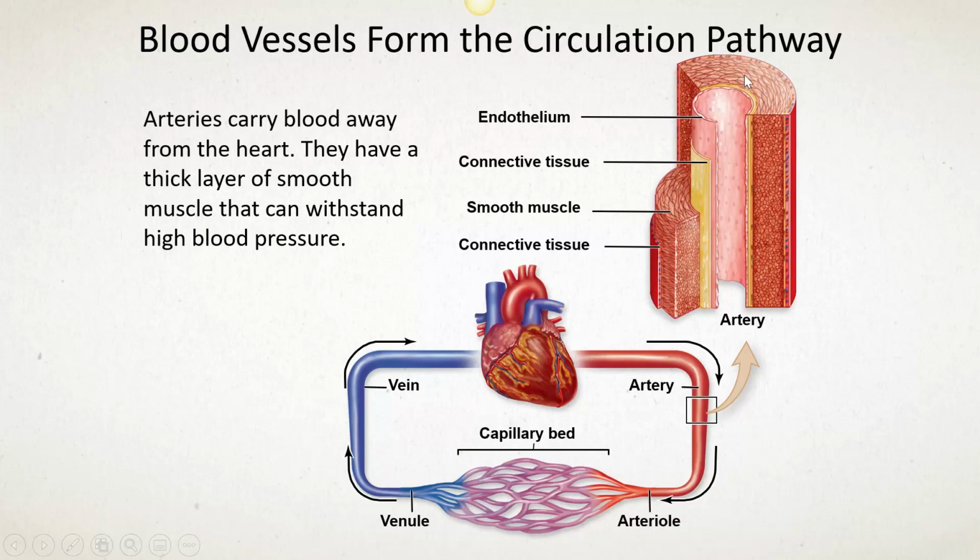Arteries have a thicker wall of smooth muscle. The reason for this is we have to have pretty pressurized blood inside of an artery. If we want this blood to get everywhere in the body, it has to be under pressure to ensure that it gets to the deepest stretches of all of our tissues.